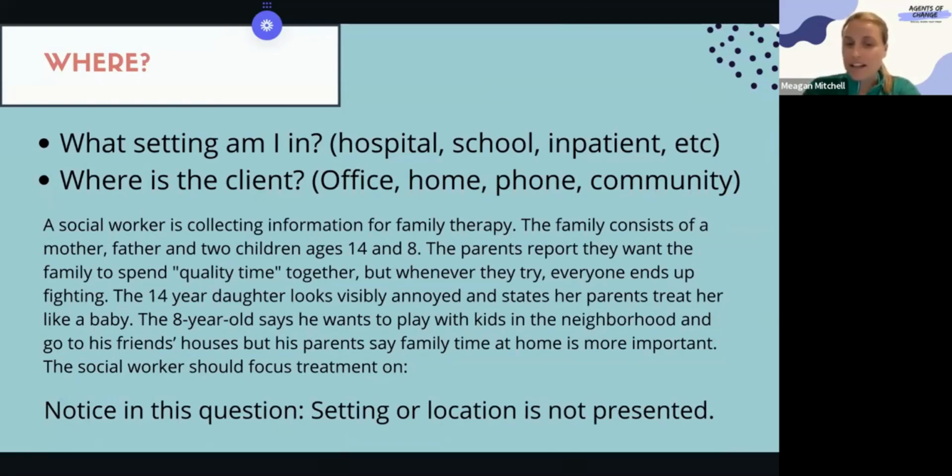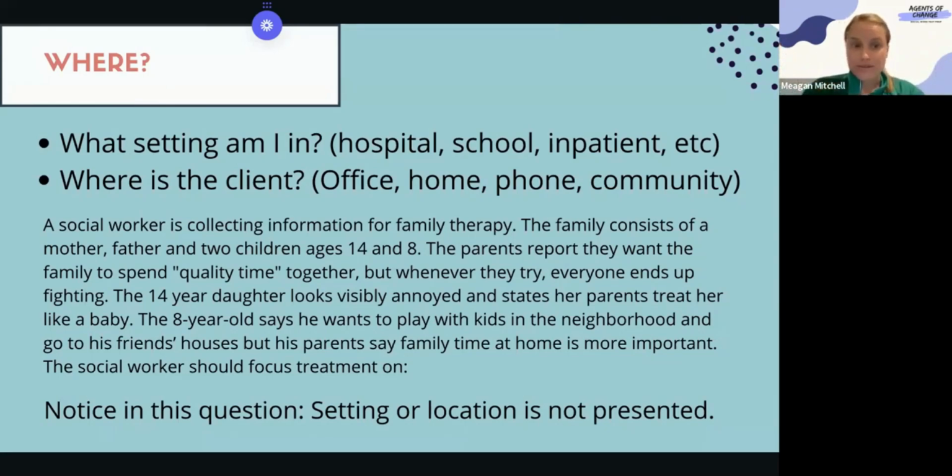In school and in our careers, we usually specialize, right? We're probably school social workers or hospital or clinical or macro, but this exam is generalist. So you have to have some knowledge of all the different settings. Setting does matter, because what you would do in a hospital and the ER is very different than what you would do in private practice, right? And then where is the client? Is the client physically with you? Is the client on the phone? Is the client at school? Is the client in the hospital? That matters too.